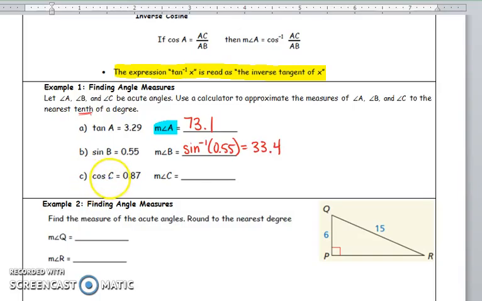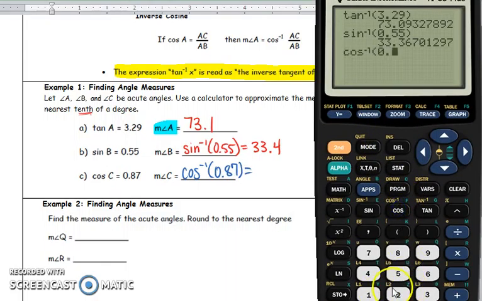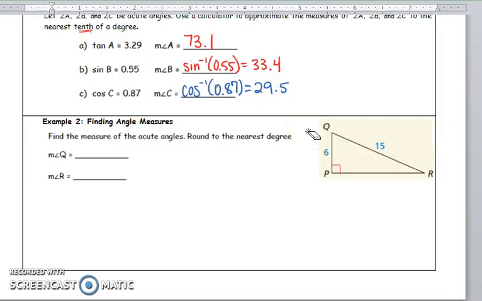And lastly, the cosine of C is 0.87. Well, to find the measure of angle C, you would inverse cosine both sides. So inverse cosine of 0.87. And going to my calculator, inverse cosine of 0.87 gives me 29.5. So this is how you would solve for missing angles when you are given a trig function and using the inverse trig button on your calculator.